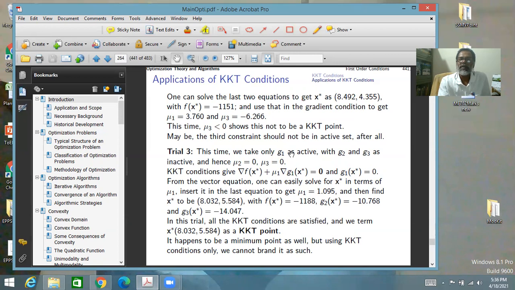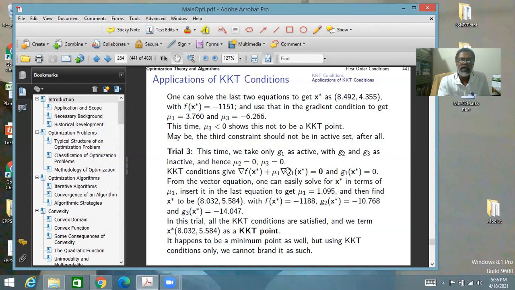Only G1 is active, and G2, G3 both are inactive. Therefore, mu2, mu3 are 0. Then KKT conditions will give you this as the gradient condition. G2, G3 terms are absent because mu2, mu3 are 0. Only this much. And G1 is active, so this is 0. So again, three equations in three unknowns, x1, x2 and mu1. Now you can solve these two together. These are two scalar equations.